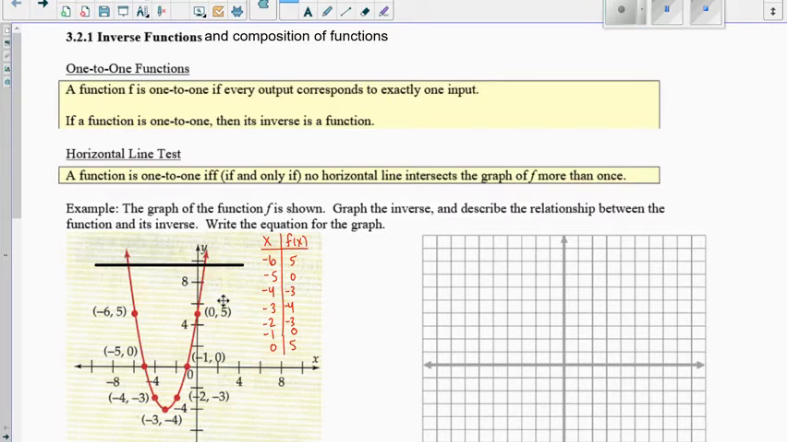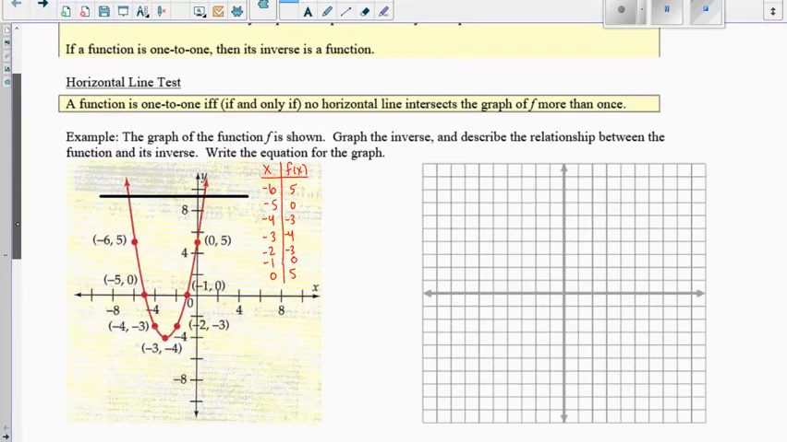So if you look at this horizontal line I drew in this first graph that we have, you can see that this does not pass the horizontal line test. Therefore, I know when I am going to graph the inverse that it is not going to be a function, because this problem says we want to graph the inverse, describe the relationship between the function and its inverse, and write the equation for the graph.